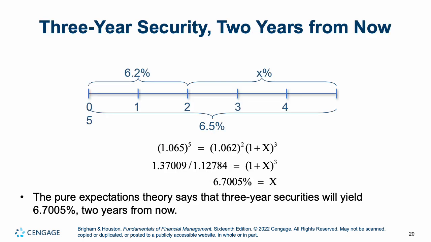Now, for the 3-year rate 2 years from now, we're going to do the same thing. So in this case, 1.065 to the 5th power, or 5 years total, is equal to 1.062 squared times 1 plus x to the 3rd. And you'll get for this one 6.7005. That is your actual answer. So this would show the 3-year securities would yield just over 6.7% 2 years from now. So 2 years from now, they're going to yield more than 3-year securities do today.